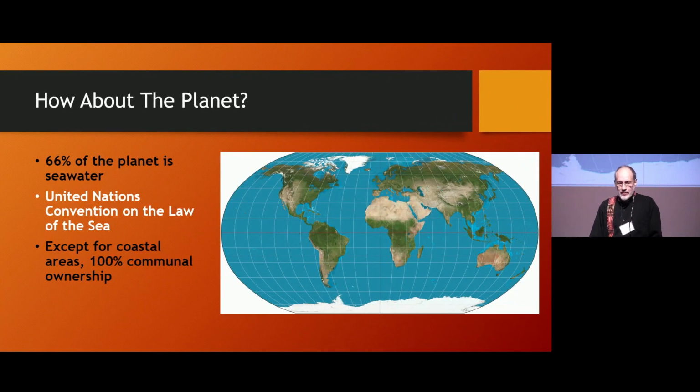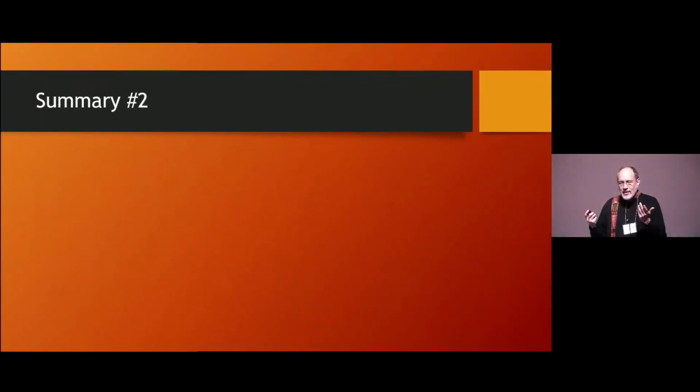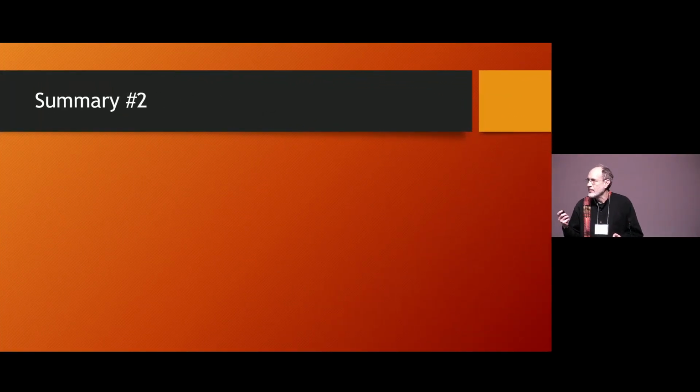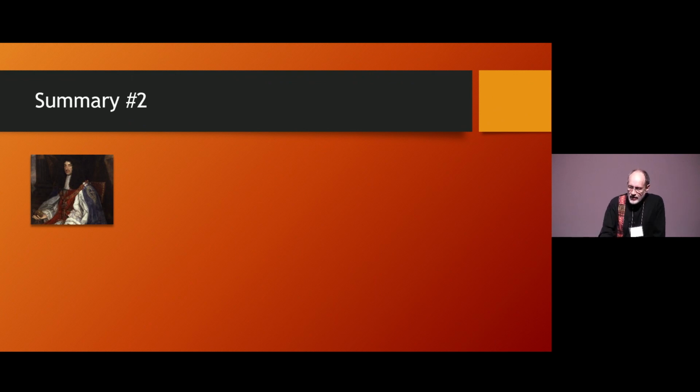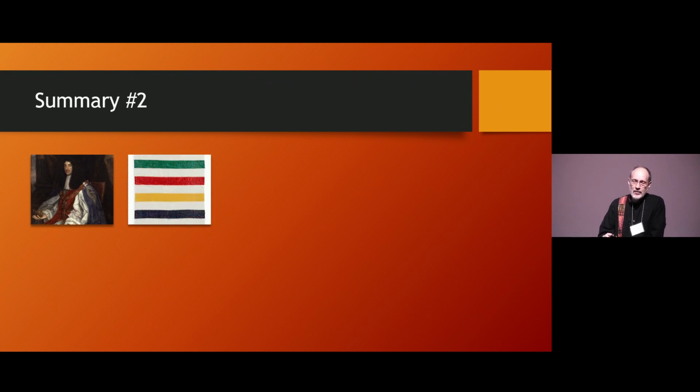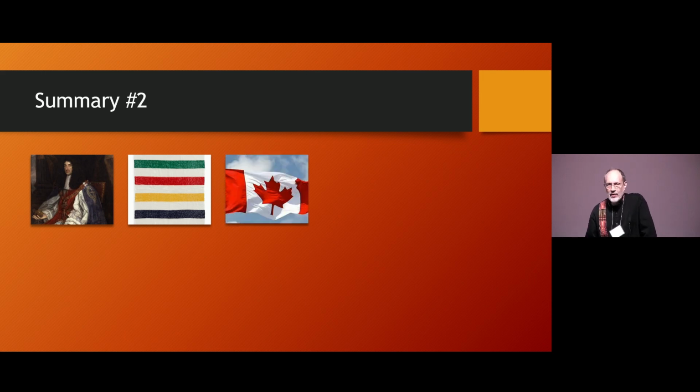How about the planet? Well, 66% of the planet is seawater, and there's an international law that says, except for coastal areas, which are a small slice of about 200 kilometers around the continent, all of that is collectively owned by humanity. There's no state that has the authority to say that piece of sea belongs to me. So basically, there's something bizarre in that situation, because we have that first king, George III, who gave the Hudson Bay Company the right to own everything.